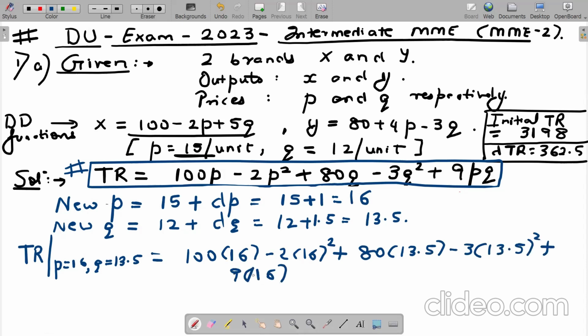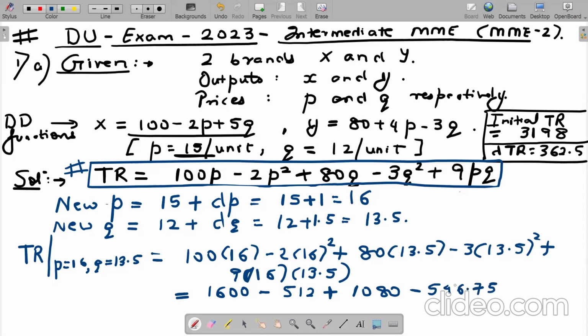This is what I get. Students can match up your answers also with mine. And if you verify, this expression comes out as, so I can quickly solve, 1600 minus 16 square times 2 is 512, plus 80 times 13.5 is 1080, minus 13.5 times 13.5 times 3 is 546.75, plus 16 times 9 times 13.5 is 194.